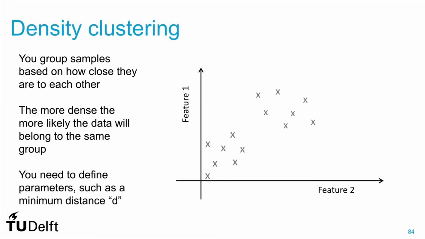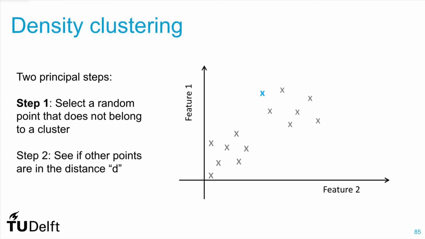Let's see now the other family of methods called density clustering. In this case, you will group samples based on how near to each other they are. The more dense the data, the more likely those regions are going to belong to the same group. In this kind of method, you will need to define different parameters.